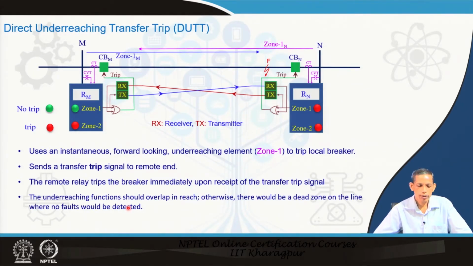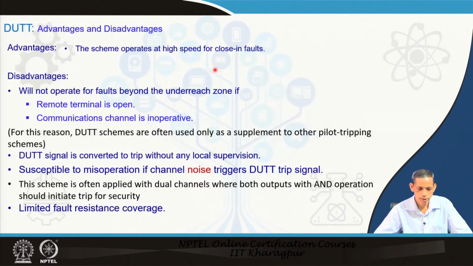Now, one thing here is that no section of this line should be left out by either this or this. What we mean is that there must be an overlapping of zone 1 from the M bus side and also the N bus side. Otherwise, if a fault happens to be in that zone, it will continue without notice of this one, and will be picked up by zone 2. So, that is the difficulty of this.